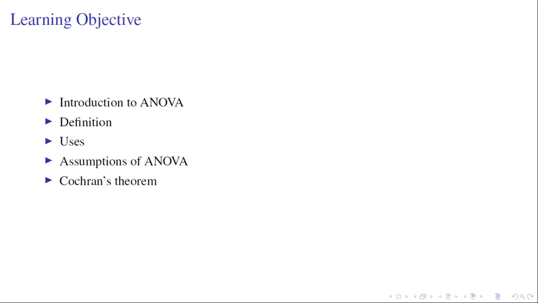The learning objective is to introduce analysis of variance, define analysis of variance, discuss the uses of analysis of variance, and discuss various assumptions of analysis of variance, the underlying theorem behind analysis of variance, Cochran's theorem. Also, in some universities, after analysis of variance and Cochran's theorem, the Gauss-Markov linear model is in the syllabus. We just look into the linear model in this lecture.